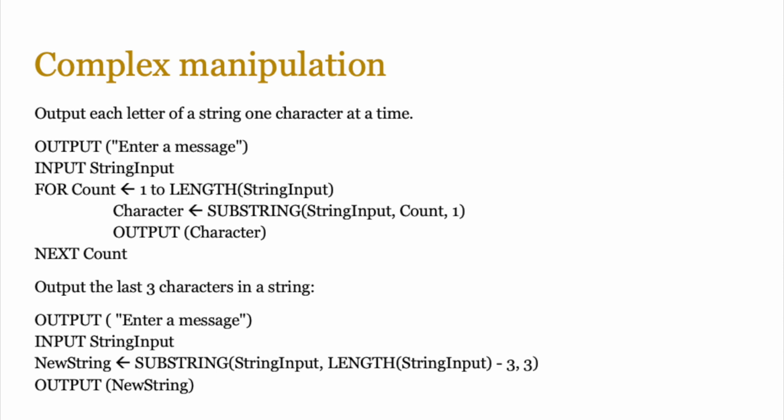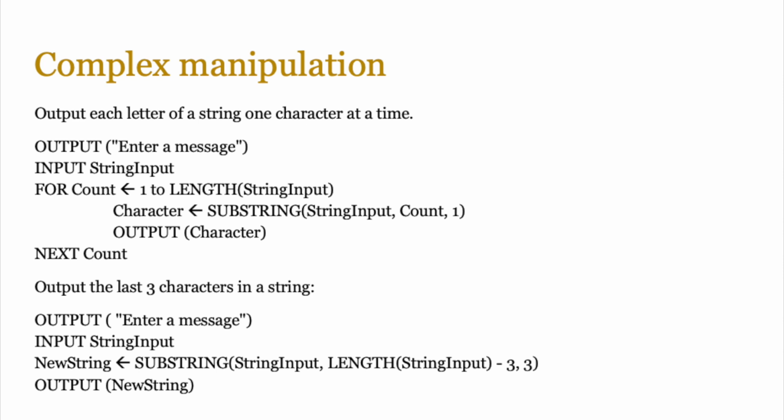Now, there's some code on screen. You can pause the video to study it, but we're going to go through a walkthrough of it. So we're going to ask the user to enter a message and we're going to store it in string input. We're going to use a for loop to count from the first character to the length of the string input. So if the string input variable had 10 characters in it, then it'll be 1 to 10. If it had 50, then it'll be 1 to 50. We're then going to use the substring function to assign a value to the character variable, and we're going to extract each character at a time.